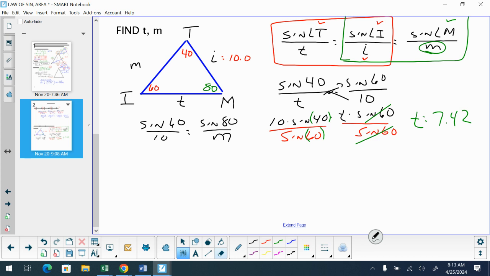So you should have sine of 60 over 10 equals sine of 80 over m. Cross multiply, divide. Find little m. Go 2 decimal places once again. Check with somebody around you.